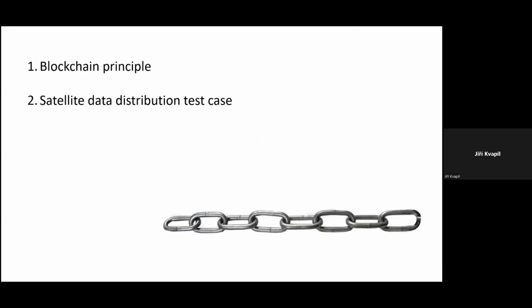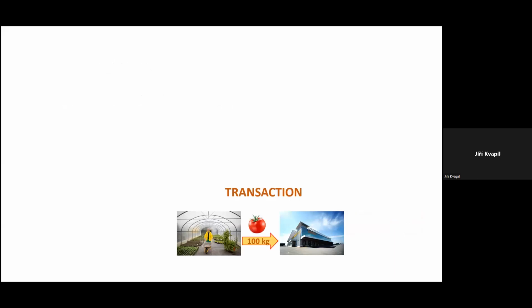So blockchain, it's some kind of buzzword that everybody talks about, and nobody has seen it, or not so many have seen it. So first of all, I will try to explain what blockchain is, some very basic principles, and then what we have done, a demonstration test case of how satellite data can be published or sold using blockchain technology. So what is a blockchain?